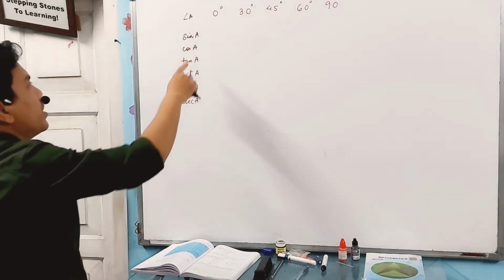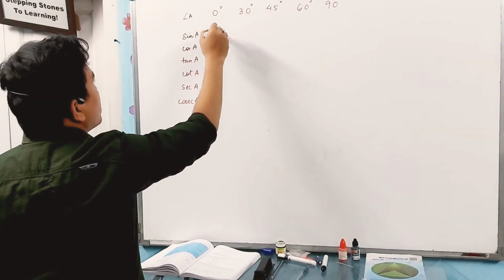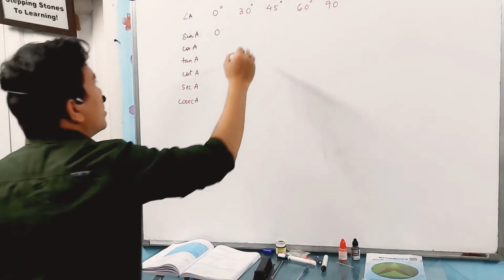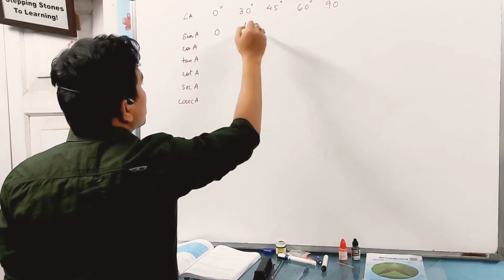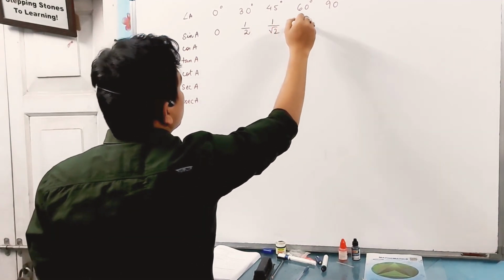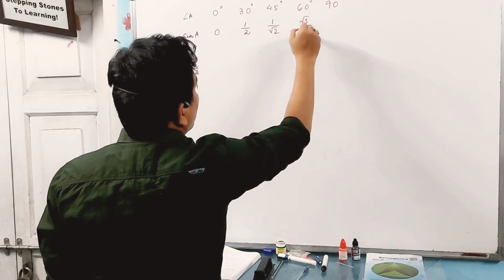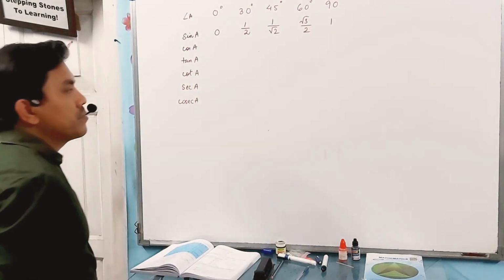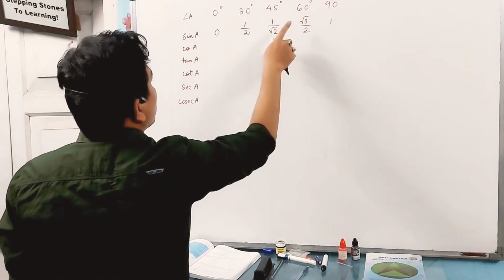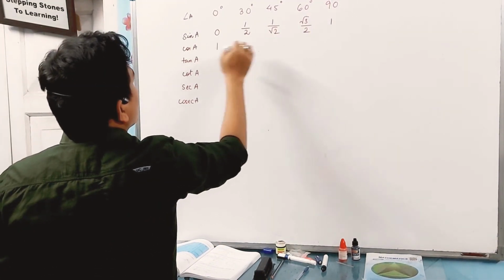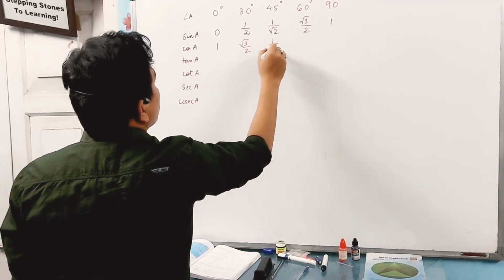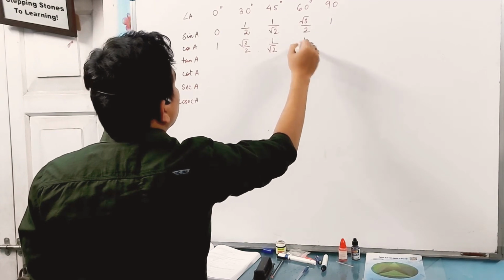Now sine of A, if A is 0 degree, it will be 0. Sine 0 is always 0. Sine 30 is 1 by 2. Sine 45 is 1 by root 2. Sine 60 is root 3 by 2. And sine 90 is 1. After that part, we'll reverse it. This 1 will come here, root 3 by 2, 1 by root 2, 1 by 2 and then 0.